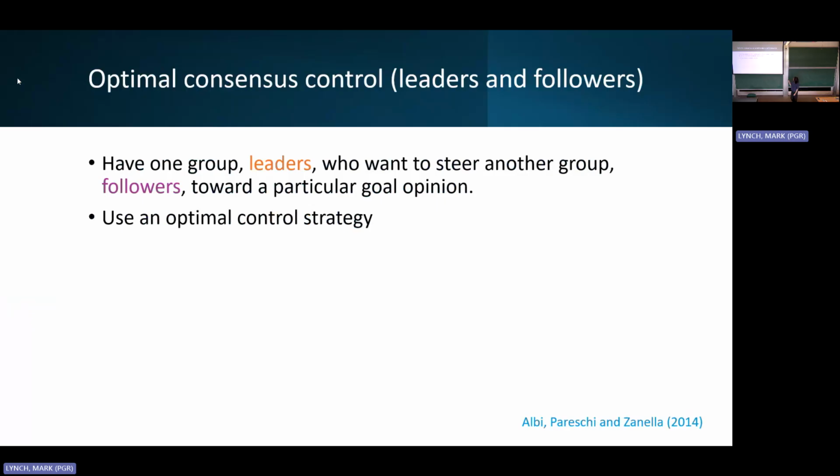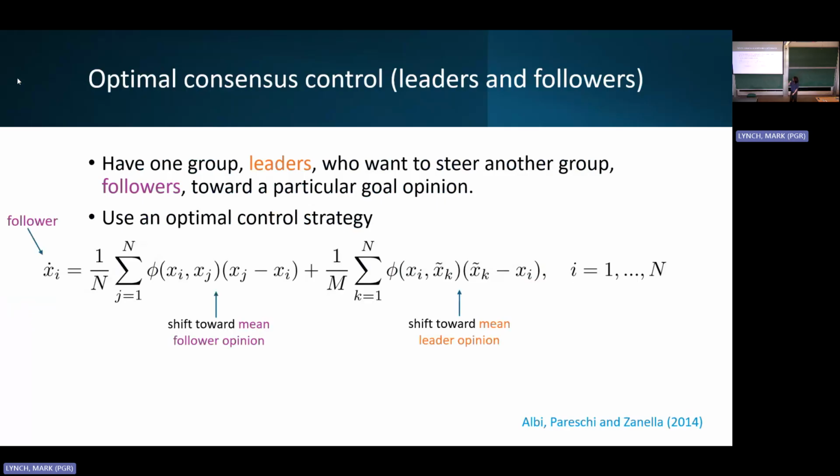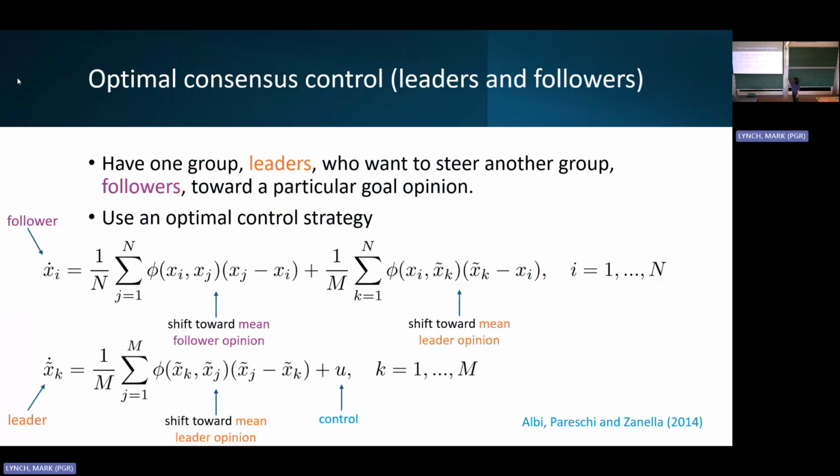And we add an optimal control. Okay, so the followers evolve according to this. So you should recognize these 2 terms from the previous slides. The first one is just a shift towards the mean follower opinion. The second is a shift towards the mean leader opinion. And then the leaders evolve according to shifting towards the leaders' opinion, plus this control. And the control is basically the solution to some minimization problem, which wants to minimize the distance between the goal opinion and, say, the followers' or the leaders' mean opinions.